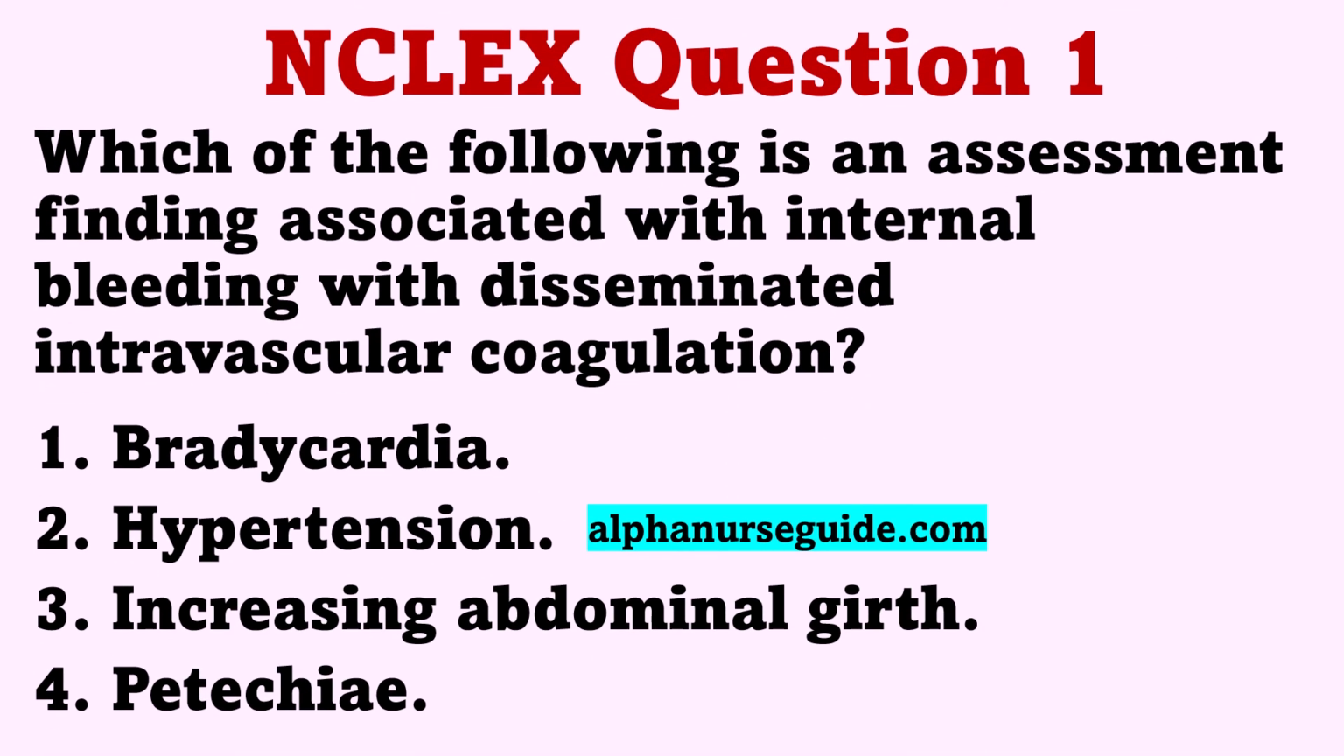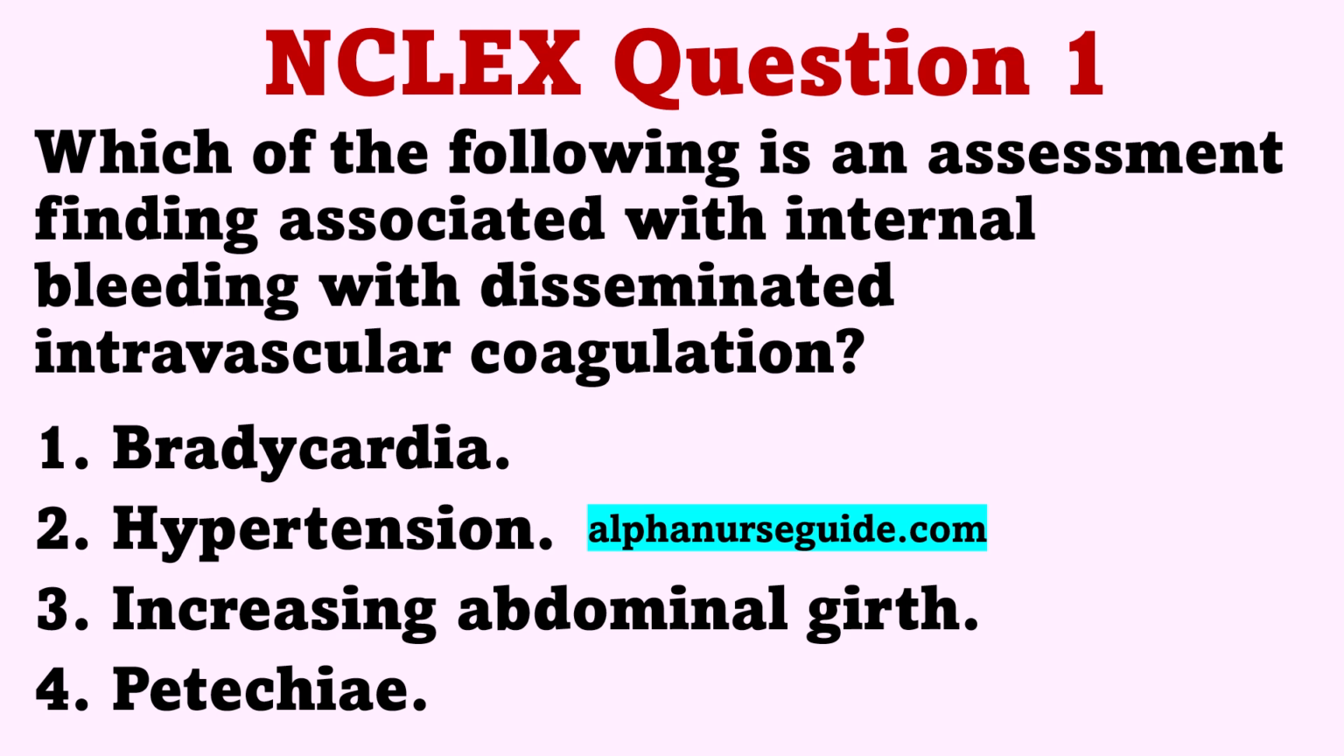Which of the following is an assessment finding associated with internal bleeding with disseminated intravascular coagulation? 1. Bradycardia. 2. Hypertension. 3. Increasing abdominal girth. 4. Petechiae.